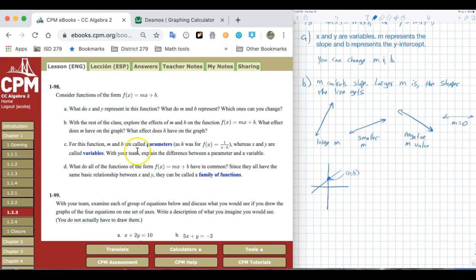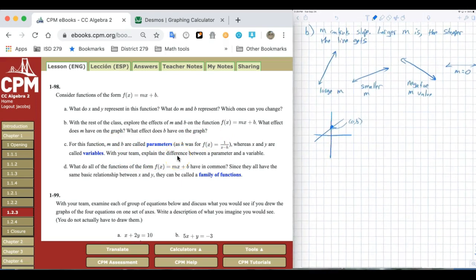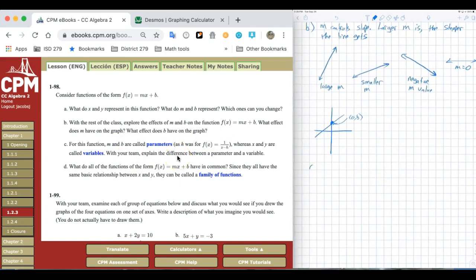So for this function, m and b are called parameters, which is different from a variable. x and y are called the variables, m and b are called the parameters. With your team, explain the difference between a parameter and a variable. So this is part C. A parameter can be changed.